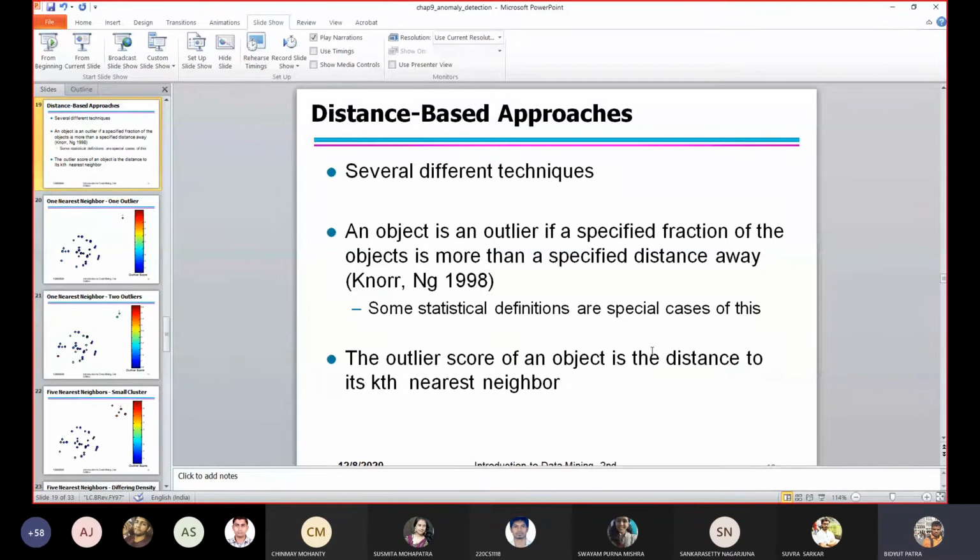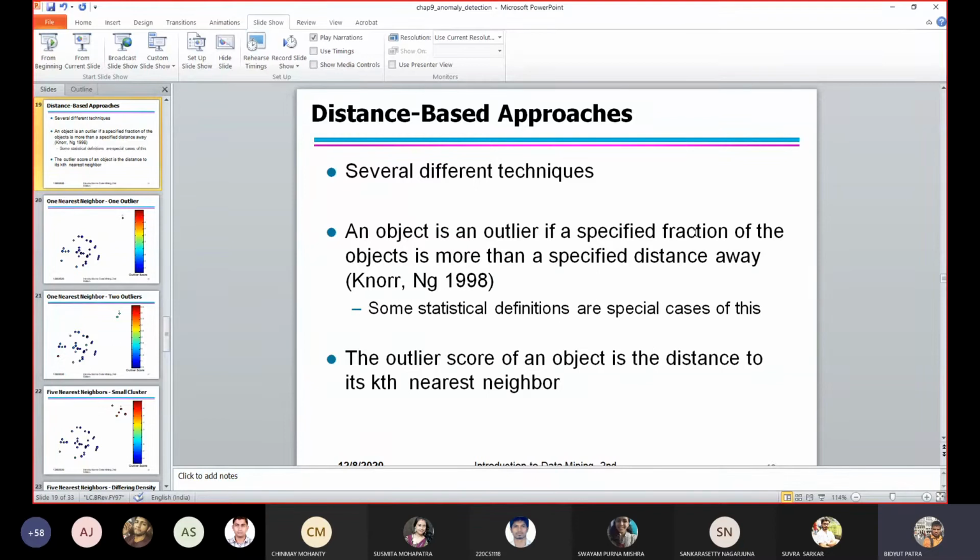Specified fraction means an object is an outlier if, within a specific distance, let's say one point will be considered an outlier if 80% of the other points are away from this point by more than, let's say, 10 meters.